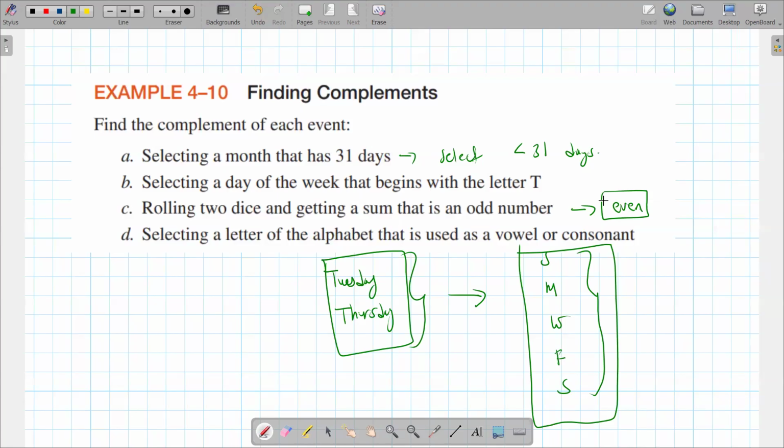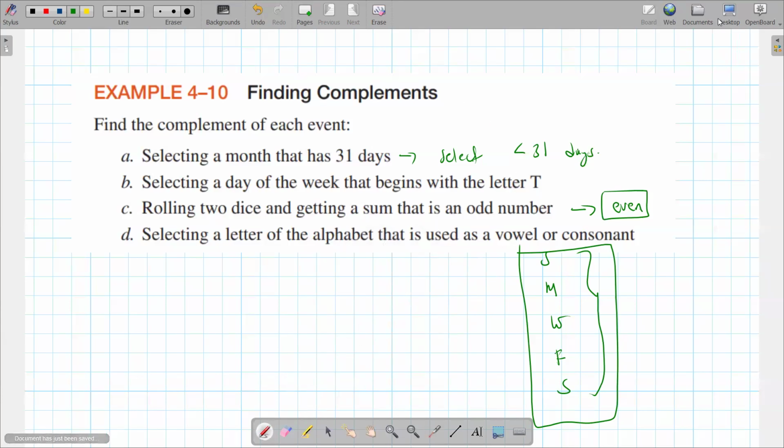Selecting a letter of the alphabet that is used as a symbol for a vowel or consonant. I think it's also selecting a letter that is not used as that. I don't know, I'll just say selecting other letters, right? I don't know what the other letter is, but the other letters. I don't know the answer to D.